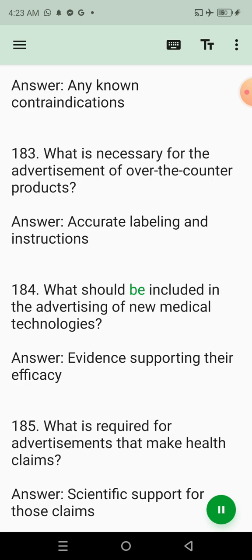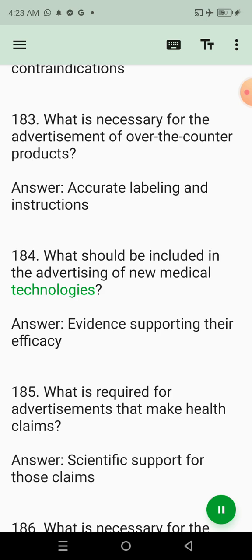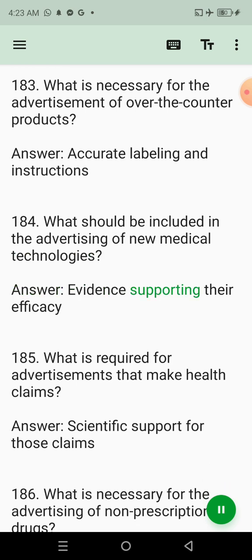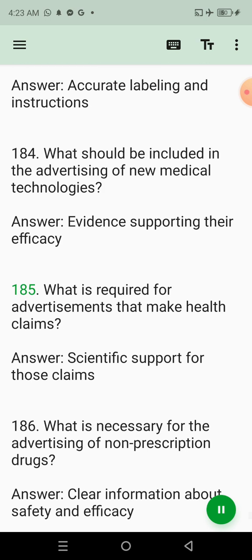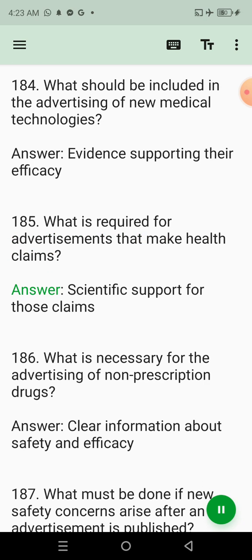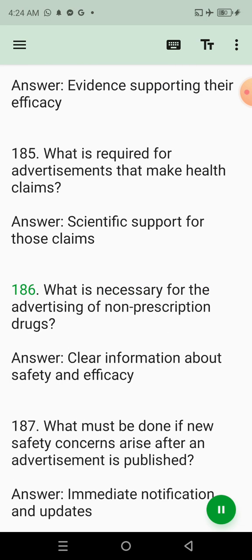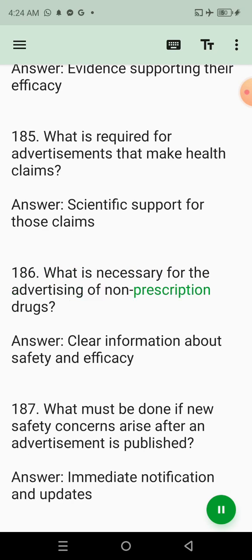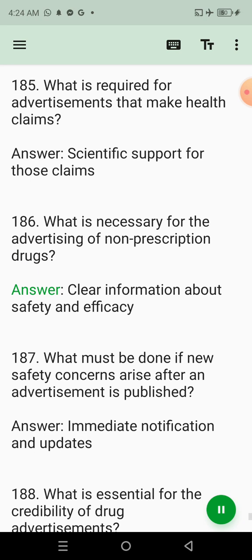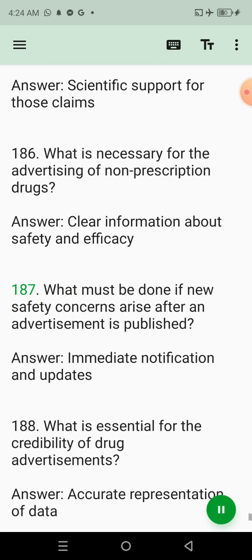184. What should be included in the advertising of new medical technologies? Answer: evidence supporting their efficacy. 185. What is required for advertisements that make health claims? Answer: scientific support for those claims. 186. What is necessary for the advertising of non-prescription drugs? Answer: clear information about safety and efficacy.